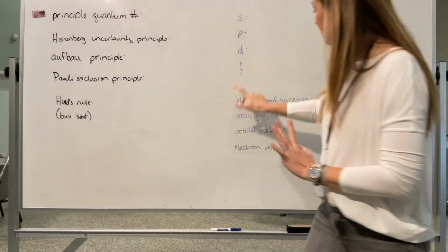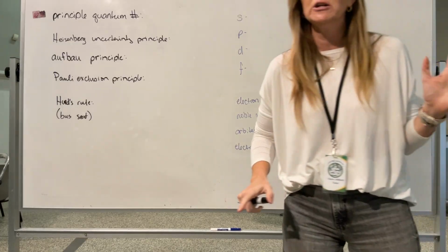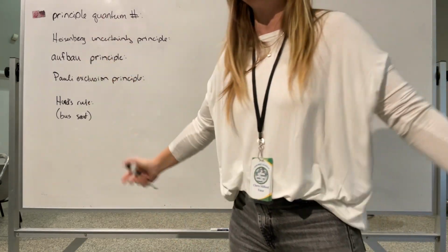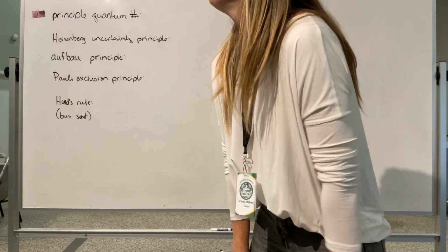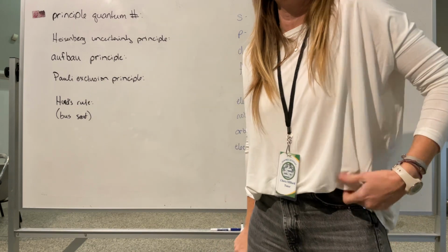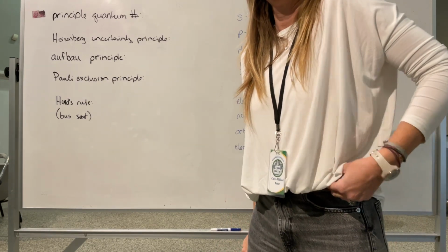Okay, so we are going to go through a brief review and then we're going to run through all of our notations and configurations, because there are a lot of these notations. How do I know which one to do? Okay, principal quantum number. Somebody remind me, what is the principal quantum number?